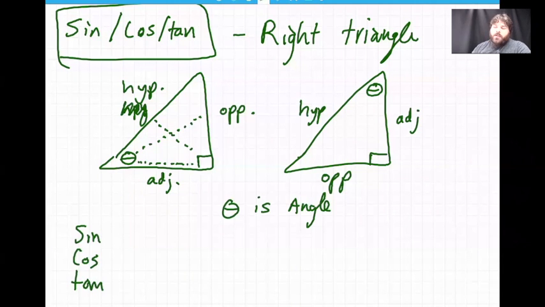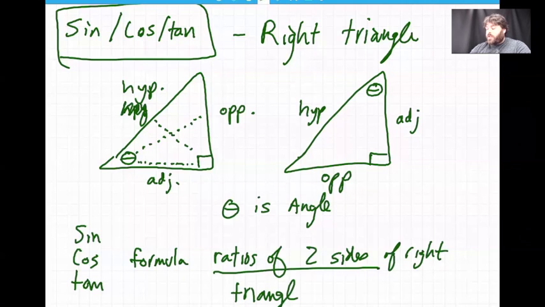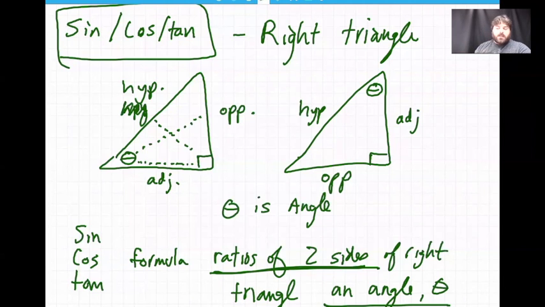Well, what they are, they're 3 different ratios that make 3 formulas. So basically, they're each a formula that deals with the ratios of 2 sides of these right triangles. So the ratio of 2 sides of this right triangle, and the formula also deals with an angle, theta. Okay, so it's the ratio of 2 sides and an angle. That's what sine is. The sine is just the ratio of these two sides. The cosine is just the ratio of these 2 sides, and the tangent is the ratio of the other 2 sides. So here's how it works.